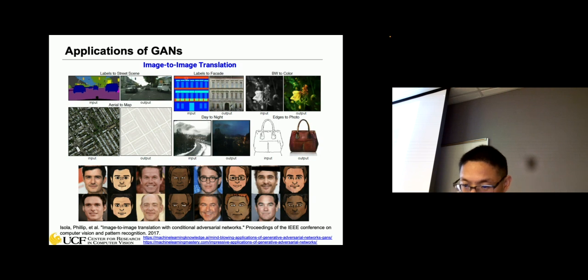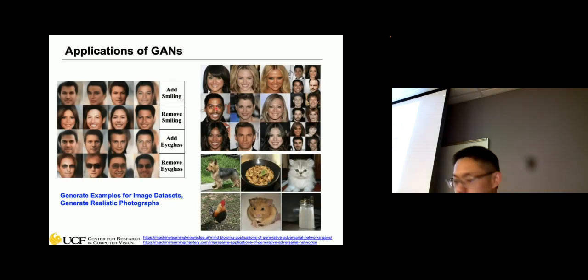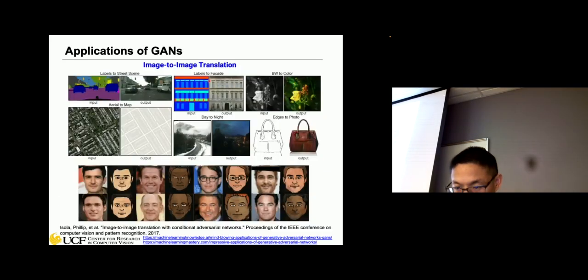We can also do image-to-image translation. Previously, the images were randomly generated, so there's no specific condition to guide the generation. It basically generates images that look real. But for some applications, we have a specific requirement or a desired output. So this is image-to-image translation: given a semantic segmentation map with different semantic classes, can you generate an image that fits this semantic map?